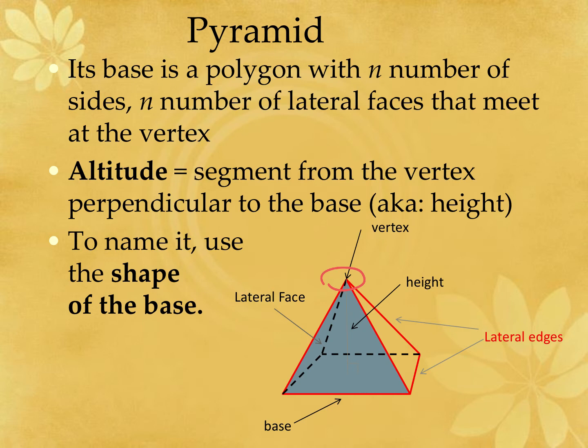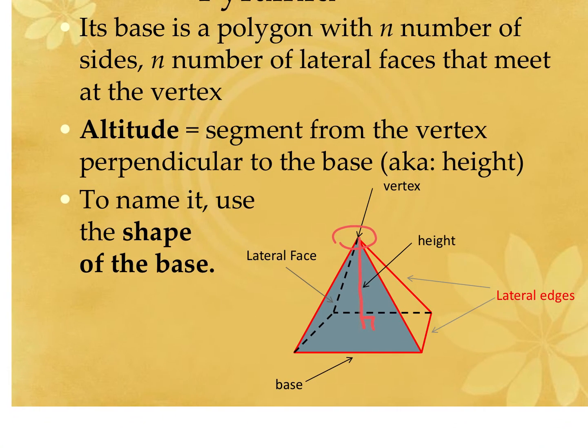This time, the altitude is going to be in the center of your pyramid. So it'll come down here through the middle, and again, you would be looking for a perpendicular segment. And it's also known as the height. And again, to name the pyramid, you would name it with the shape of the base. So again, just like before, since I don't have any congruency marks on that base, I would just say that this is a rectangular pyramid.